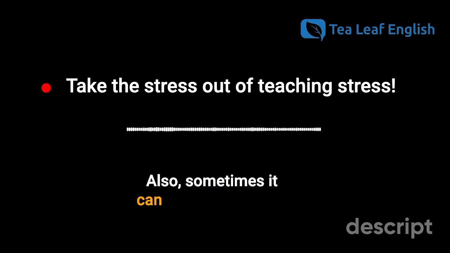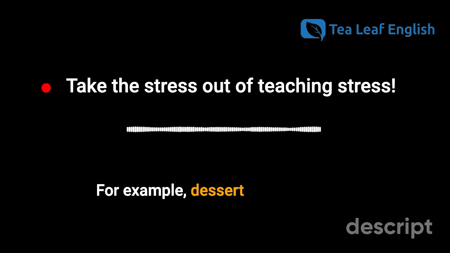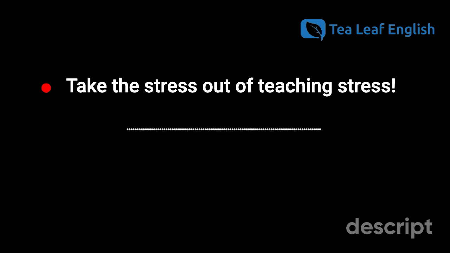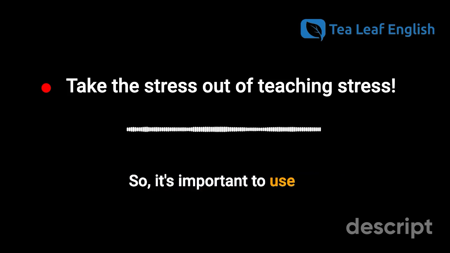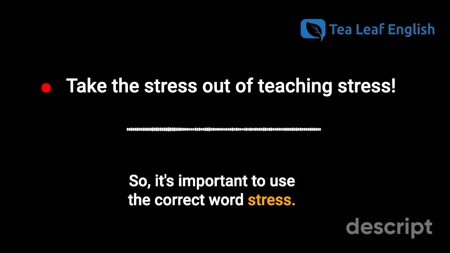Also, sometimes it can cause confusion. For example, dessert and desert. After dinner, I love to eat dessert. Well, you can't eat desert. It's a place and camels normally live in the desert. So it's important to use the correct word stress.